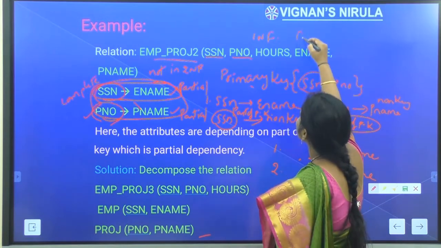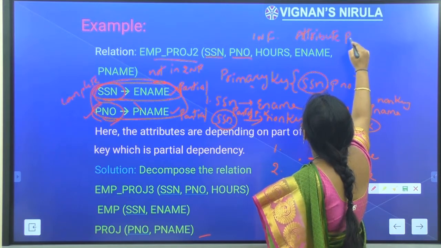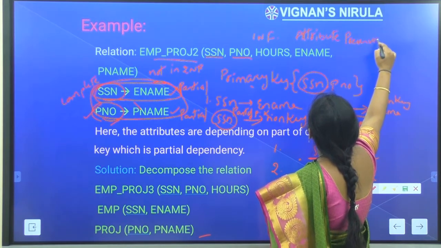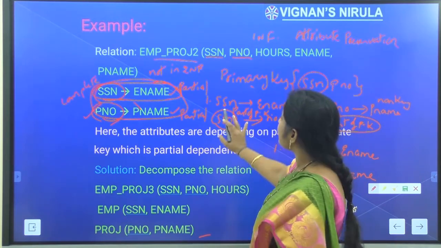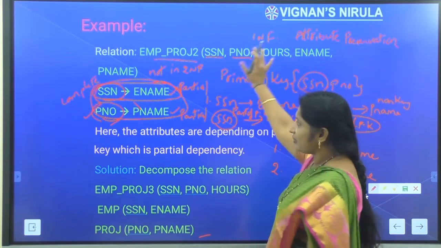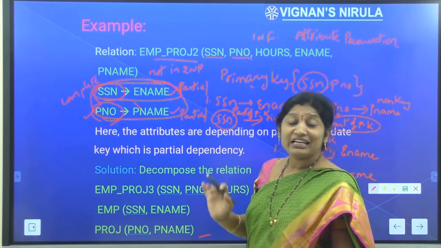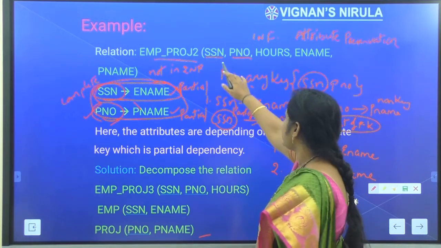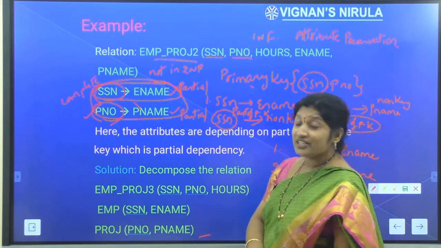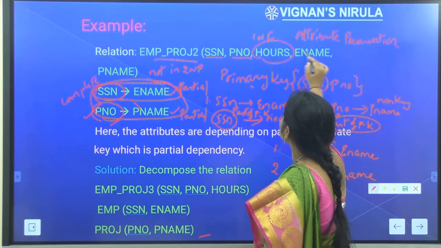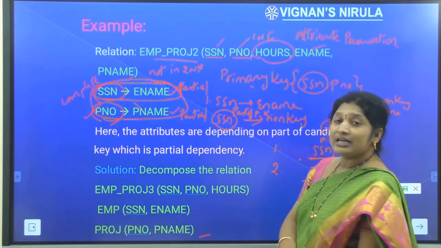The first characteristic of the decomposition is attribute preservation. What is the meaning of attribute preservation? Whatever attributes are present in the total table or the primary given table, all of the attributes should be present in at least one of the subtables. So try to check. SSN is present in the first table, P number is there, hours is missing, so I should cover hours. E name is present and P name is present.